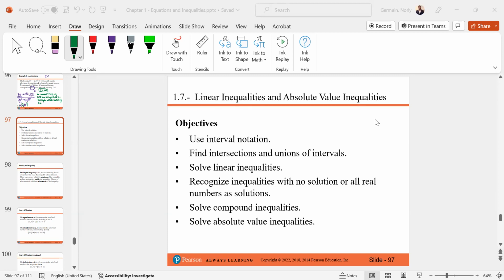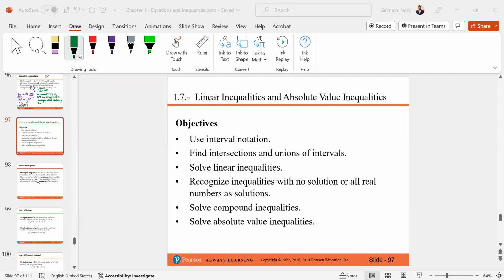We're coming back this time to see a different section in chapter 1, equations and inequalities, section 1.7. Our objective in this chapter is in these sections, we're going to learn how to use interval notation, find intersections and unions of intervals, and how to solve linear inequalities, recognize inequalities with no solutions or all real numbers as solutions, of course. We're going to solve compound inequalities and solve absolute value inequalities.